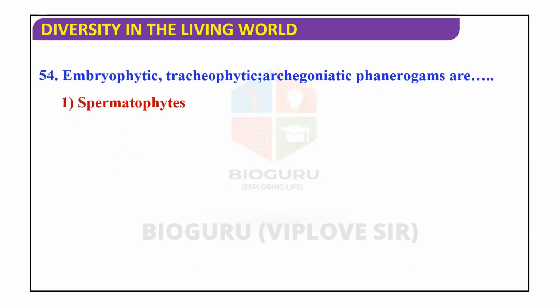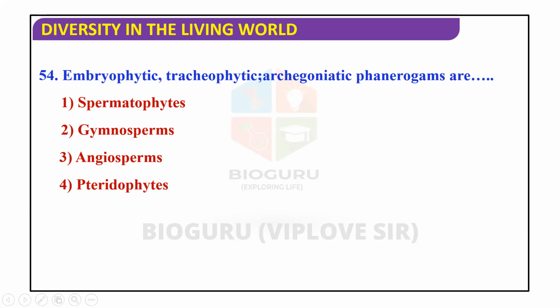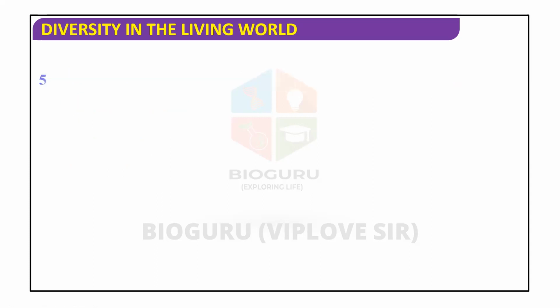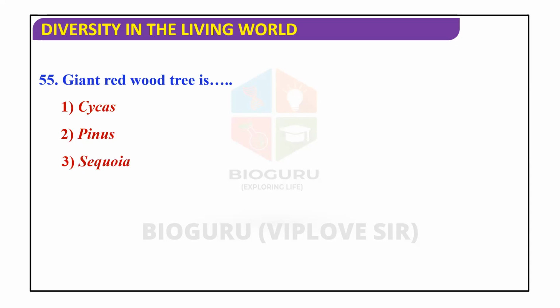Embryophytic, tracheophytic, archegoniatic phanerogams are spermatophytes, gymnosperms, angiosperms, or pteridophytes. It is gymnosperm. Giant redwood tree is Cycas, Pinus, Sequoia, Ginkgo. Yes, it is Sequoia.